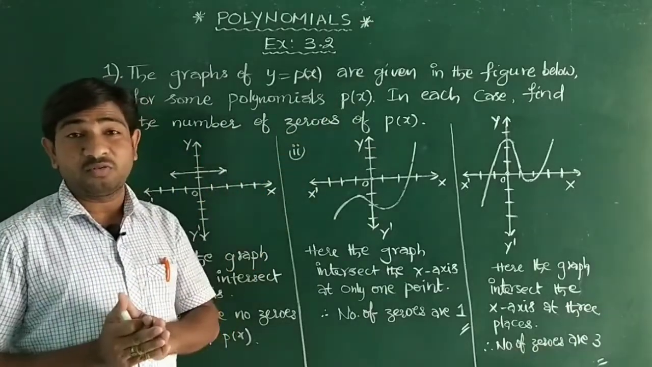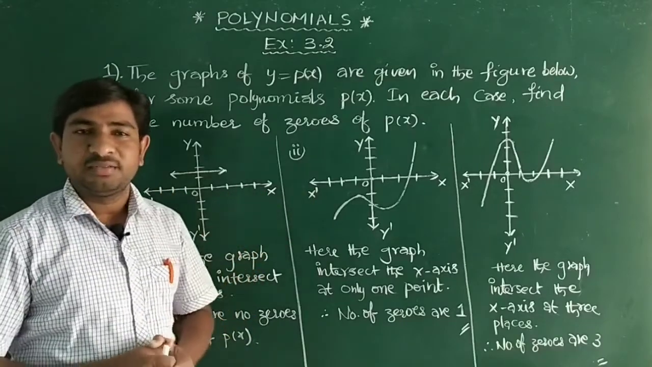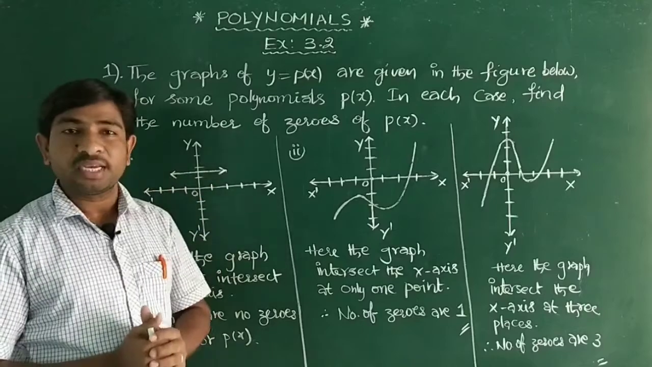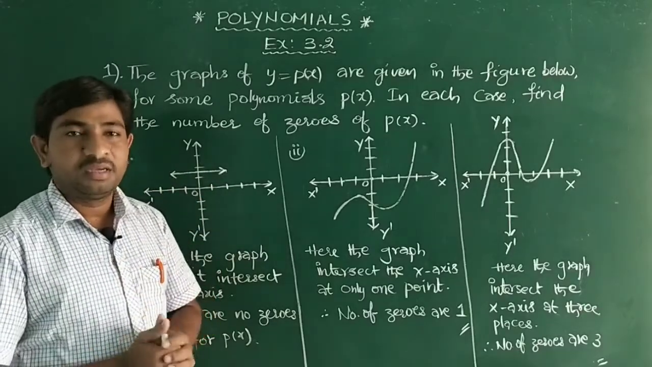So what do we have to find? Some graphs are given, and we have to find the number of zeros of the given graphs. Okay, this is what we have to find. Now how will it be?